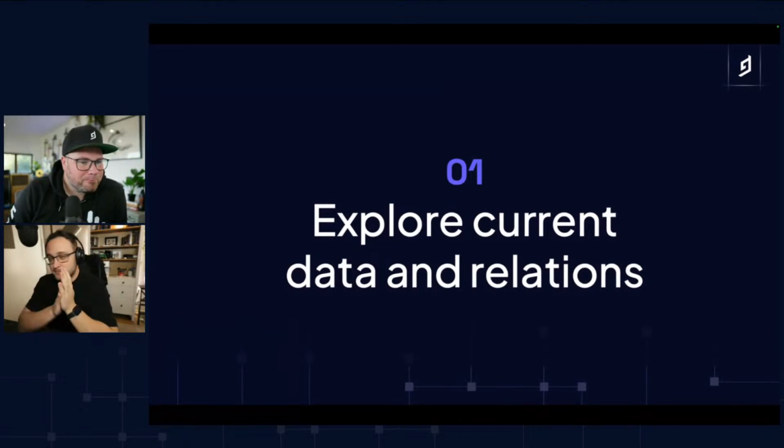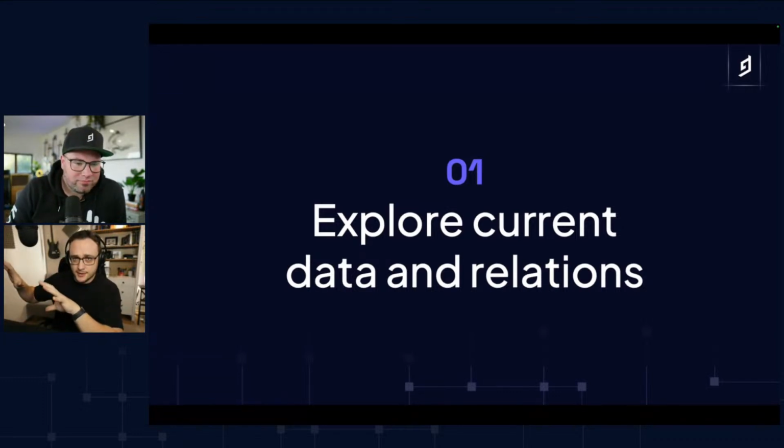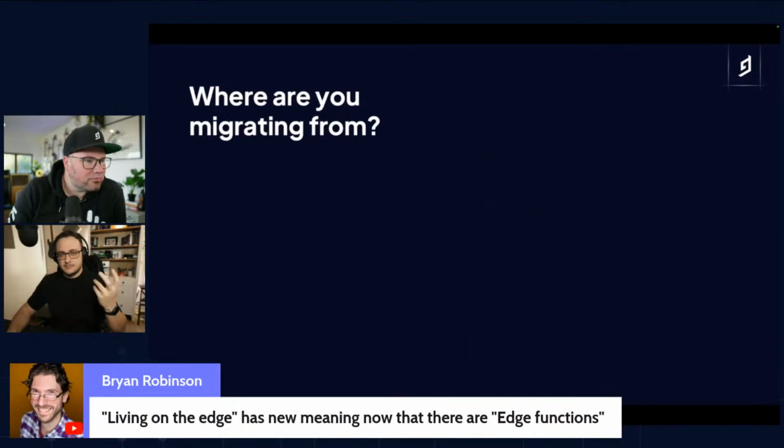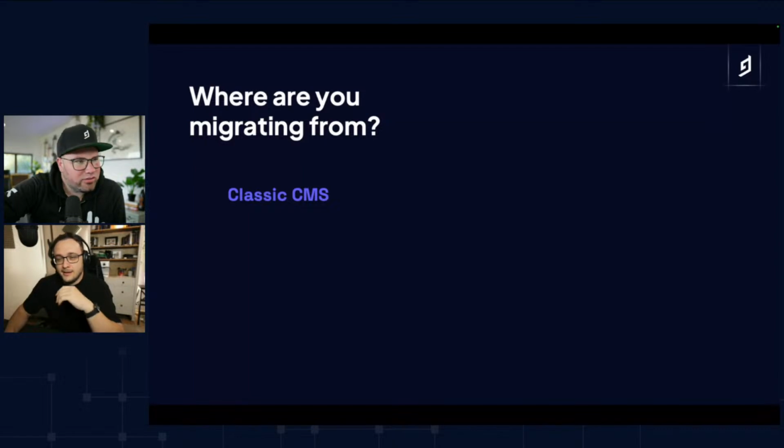Perfect. So, where do you start? Easy. You start with examining what you currently have. You don't even have to think where you're going to. You need to have an idea of what you currently have. So, where are you migrating from? There are pretty much three distinct options that we see. And the first one is the classic CMS. You can think of that as the monoliths out there. That can be WordPress, Umbraco, Sitecore, stuff like that, even though Sitecore already has a headless offering, but we don't talk about that. Let's call it hybrid. Let's go with hybrid. That's fine.